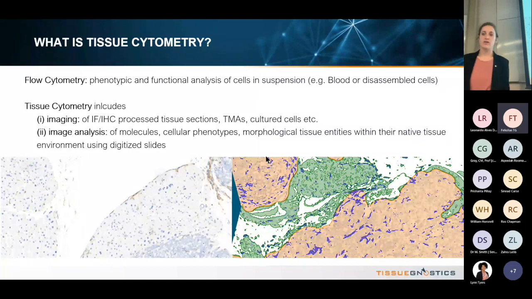Tissue cytometry includes, first of all, the imaging of immunofluorescence or IHC processed tissue sections, TMAs, or cultured cells. And the second, and actually more important part, is the image analysis. You can detect molecules, specific phenotypes, and morphological tissue entities, and you analyze all these things within the native tissue environment. So you do not destroy the tissue, and it also gives you a spatial context.